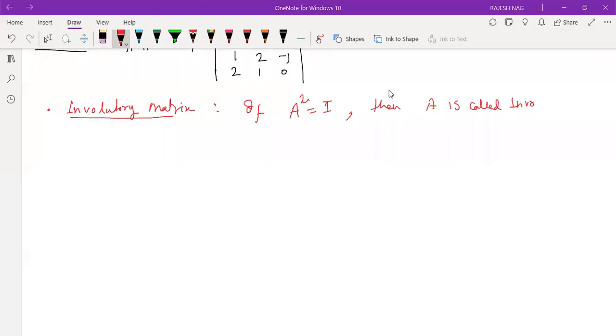Involutive. Another type of matrix will be there, like null point matrix, null point matrix. Nilpotent. What does nilpotent say?